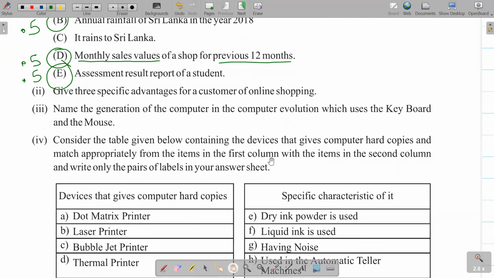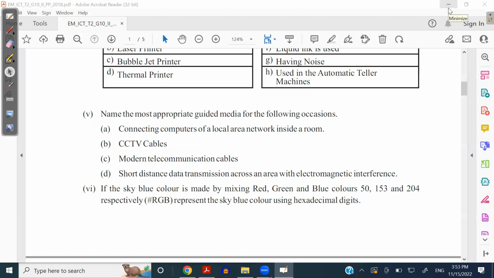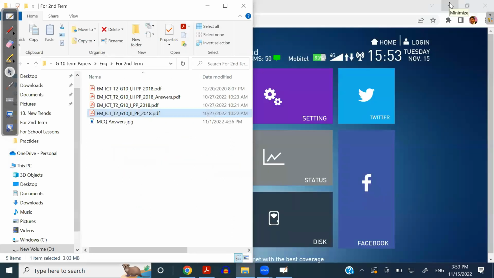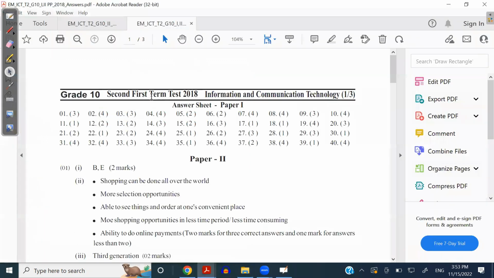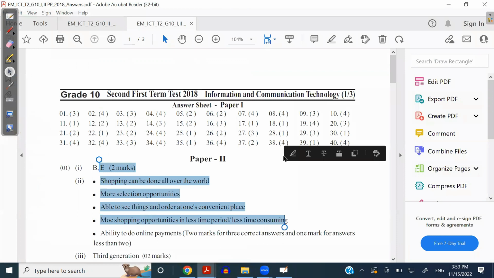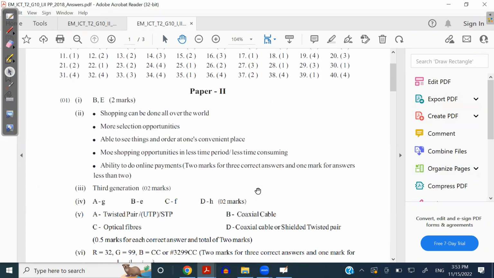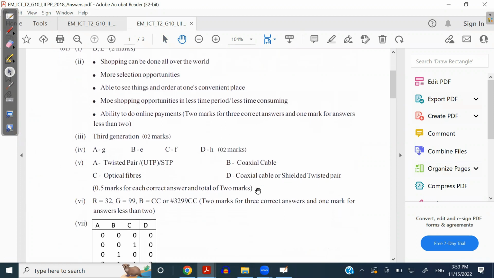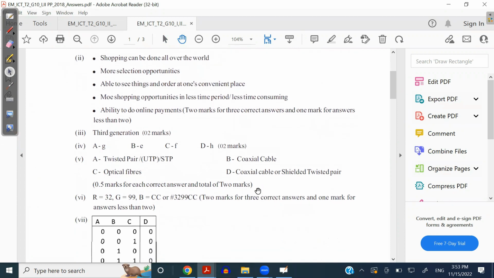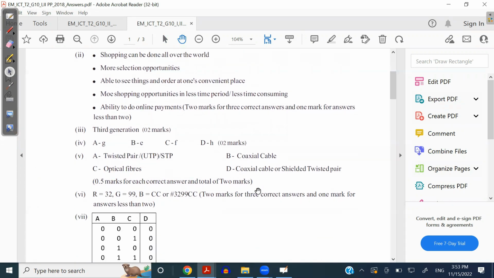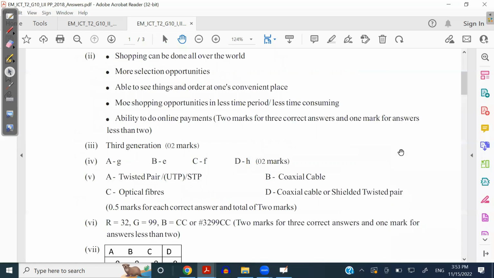Give 3 specific advantages for a customer of online shopping. Yeah, for this I'll go with the marking scheme answers. Let me check the marking scheme. So these are the answers that they have given to you. Some answers are not correct in here, but for the second part, it is okay. You can see the first one, they only took B and E, right? So the answer for the second one is correct, right?